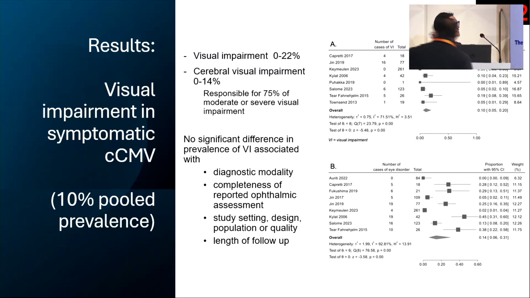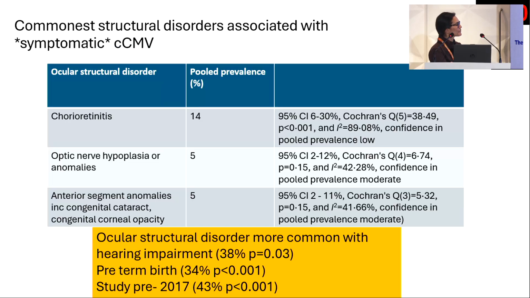But of interest, patients who had moderate or severe visual impairment, 75% of those were from a brain-based cause of visual impairment rather than the ocular cause resulting in visual disability. There was no significant difference when we adjusted for diagnostic modality, how the records were recorded, how the studies were done, the population, or the length of follow-up.